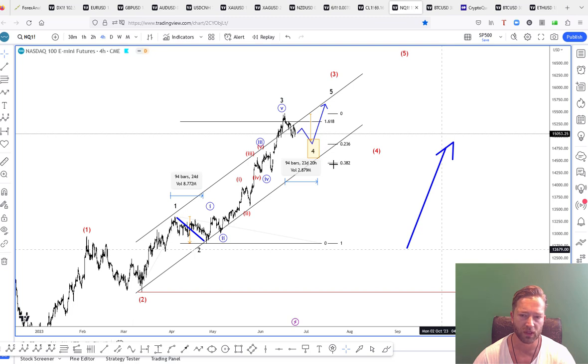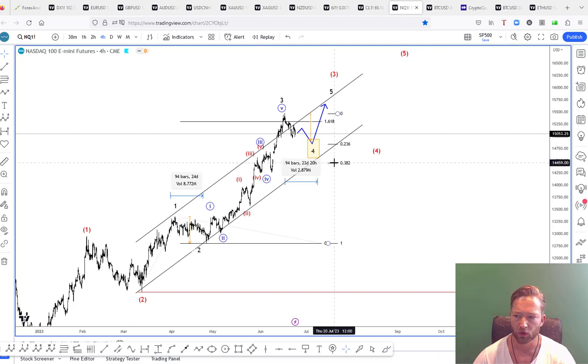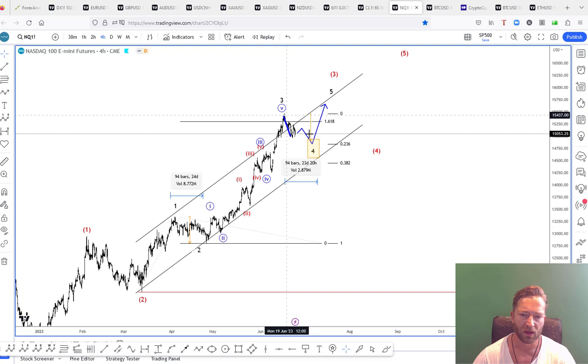So 38.2% is here around 14,450, and you have here 23.6%, the first support at 14,850. Okay, so these are the levels that we should track. Also keep an eye on the time of this correction, how long it will unfold. For now, it's not long enough for me to say that wave 4 is coming to an end, but clearly I think that maybe at the start of July, first half of the next month could be quite interesting for potential supports here.